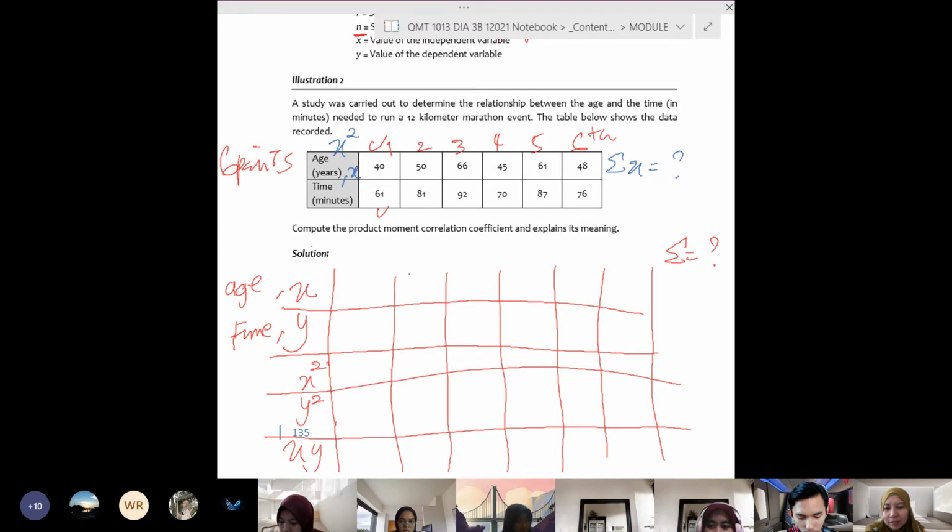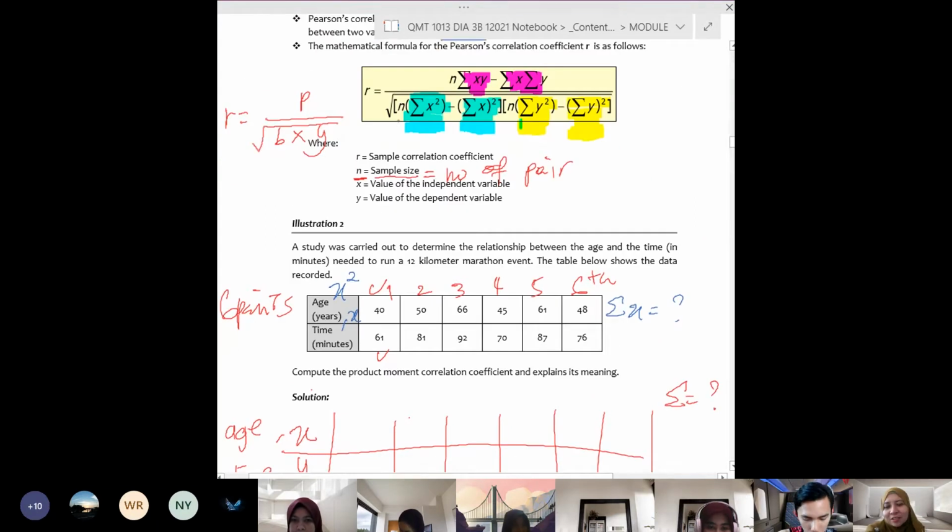What about Nurhazika? Have you done? No, madam, I haven't done yet. Okay, you put your hands up, Hazika and Ida. You haven't found the R value. Oh, okay. We are now finding all these values for the purpose of finding R. Of course, you must settle until finding R.